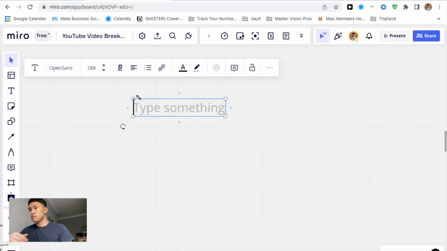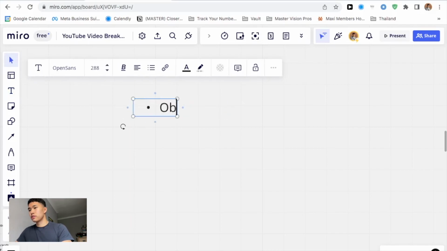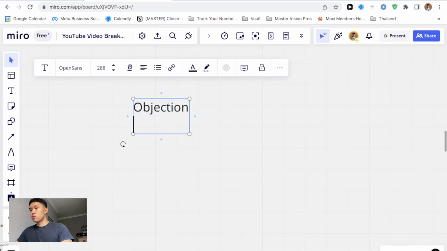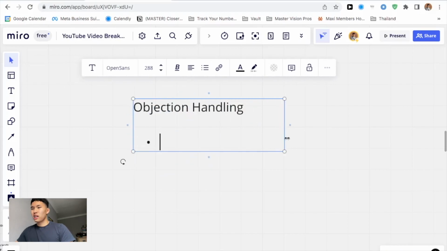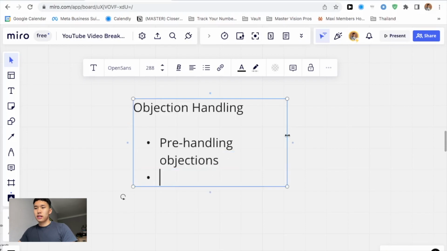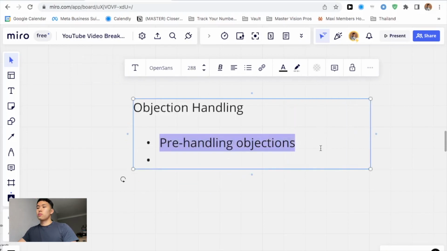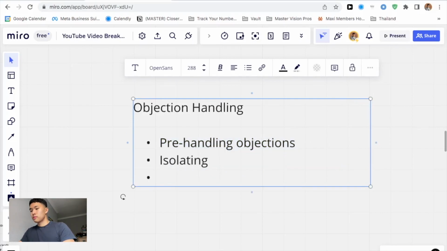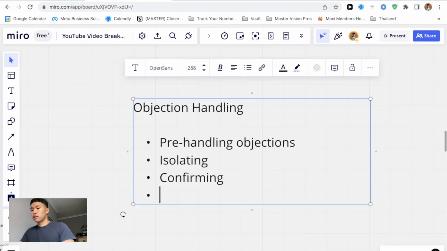Basically, there's usually three phases when it comes to objection handling. First phase is, well, we'll actually say four. Something called pre-handling objections, which is before you get to objection handling. The second thing is isolating, confirming, and then the actual objection handle itself.